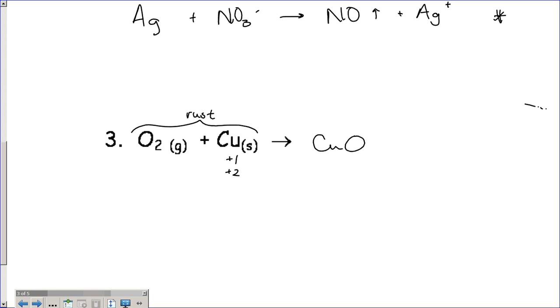We're going to use the rule of thumb that metals will go to their highest oxidation state. So I would predict CuO instead of Cu2O. And then, of course, balance by inspection. There's no water here, so we're not going to ionize anything in this reaction.